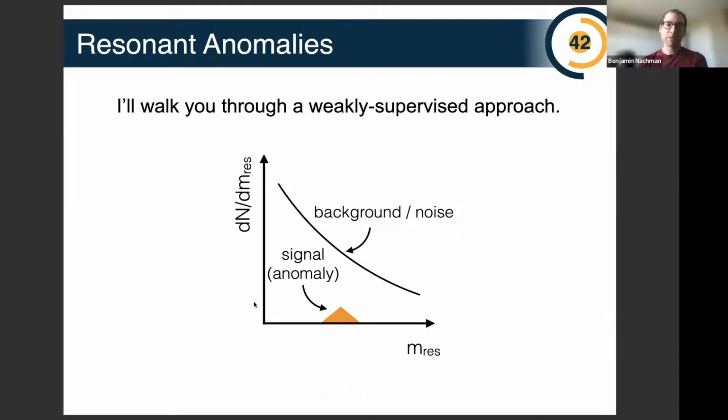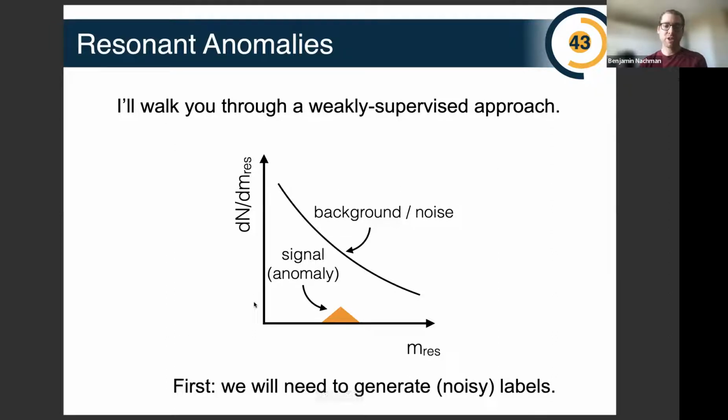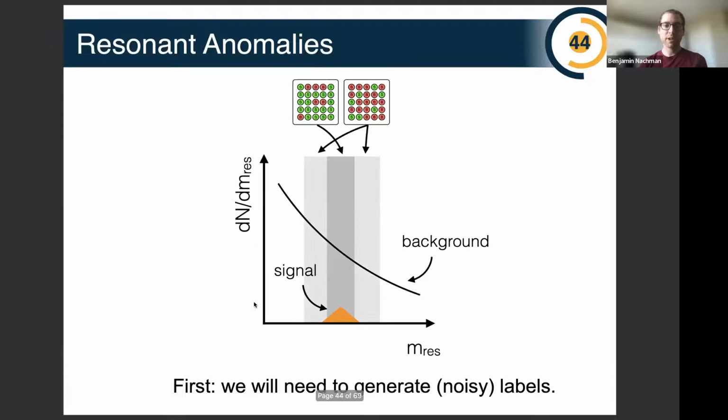So how will we do weakly supervised learning? The first thing we need to do is generate some noisy labels. And so one thing we can do is create a signal region, which is basically an interval of mres near where the signal would be, and then a region very close by where the signal is not. This will allow us to construct our signal-enriched sample, which is the target, and the signal-depleted sample, which is the reference. And this will allow us to generate our noisy labels.